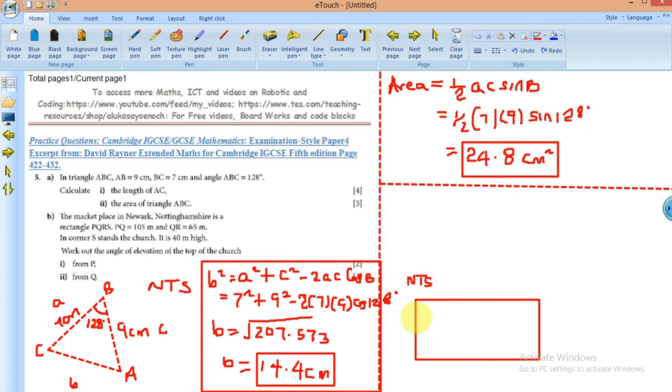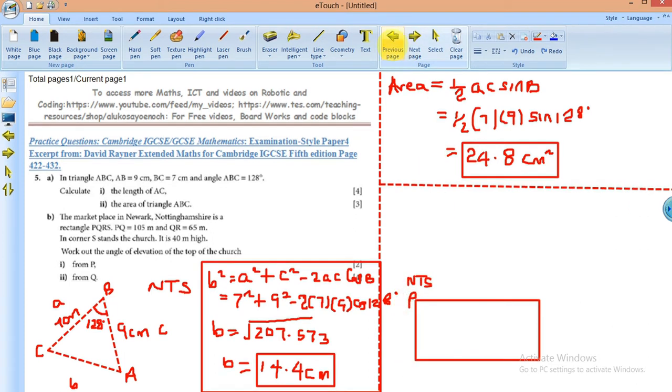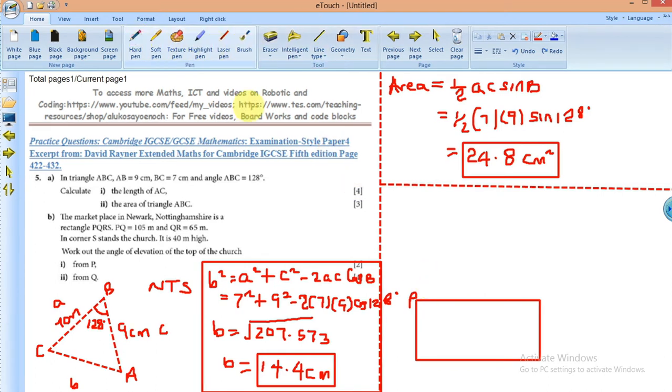Let me just go ahead with my plane. That is a rectangle, and this is P. I don't like the way I put the note, so let me put not to scale somewhere around it, because I don't want it to affect my diagram. Okay, guys, don't forget this is not to scale.